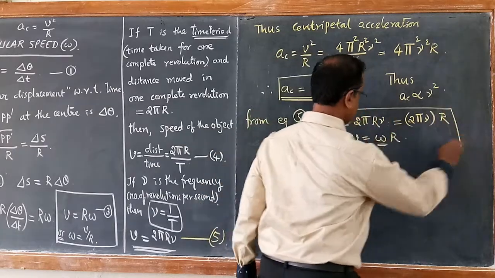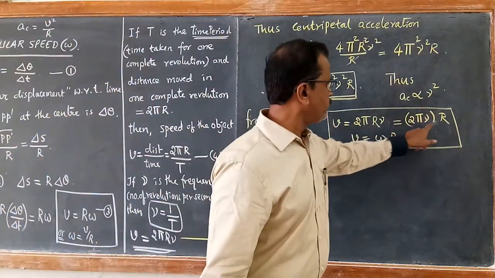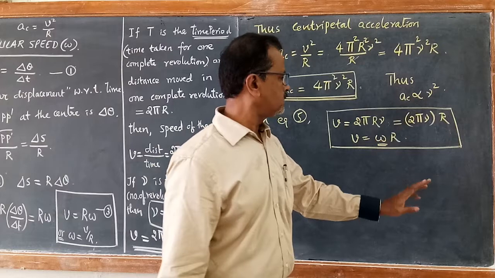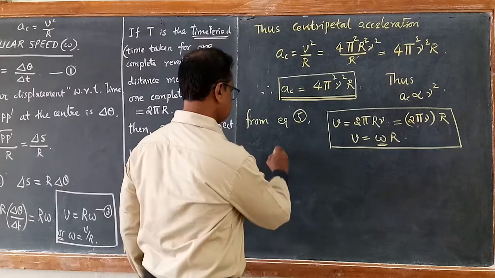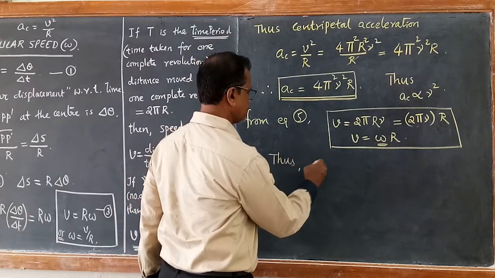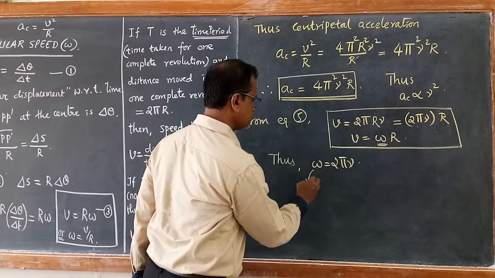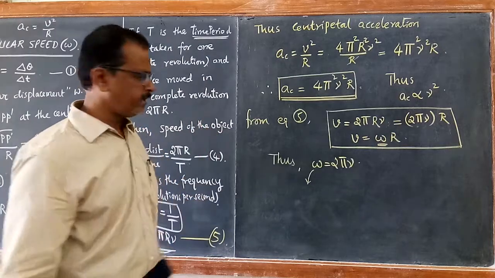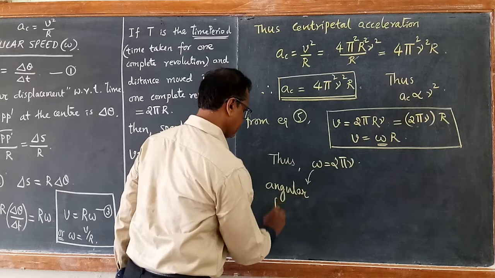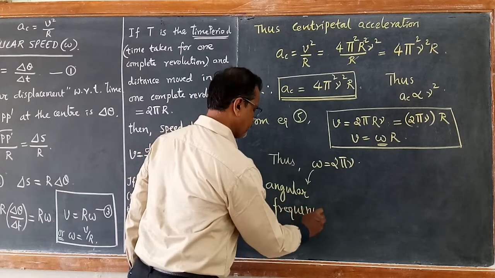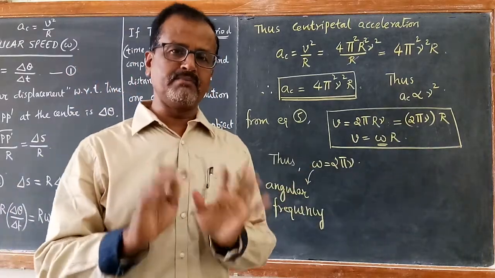Comparing these two equations, what do you conclude? v equal to 2 pi nu r, v equal to omega r. So r is the same here. Therefore, omega is equal to 2 pi nu. Thus, we get one more relation, omega equal to 2 pi nu, where omega is as defined here as angular speed. Angular speed is also called angular frequency. Angular frequency and angular speed both are the same.